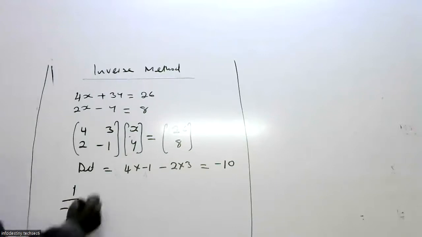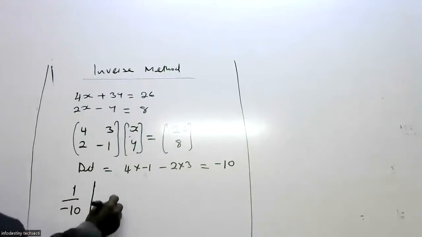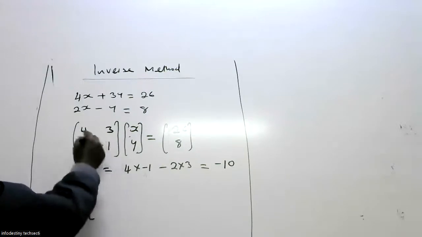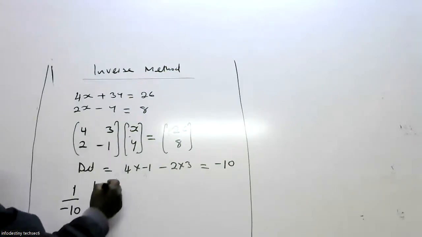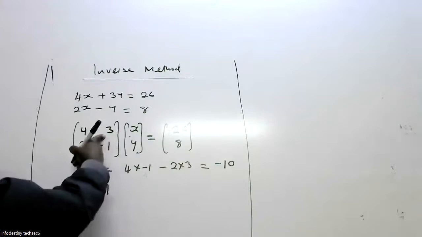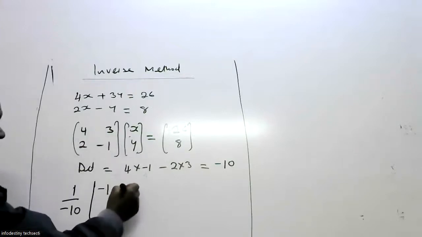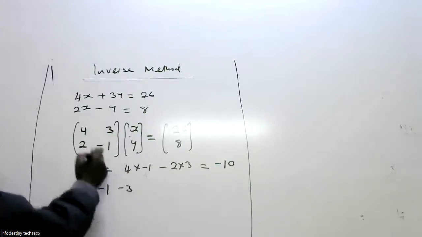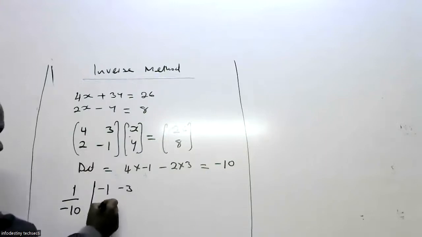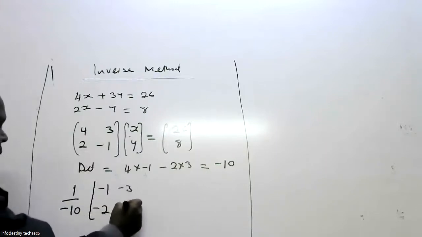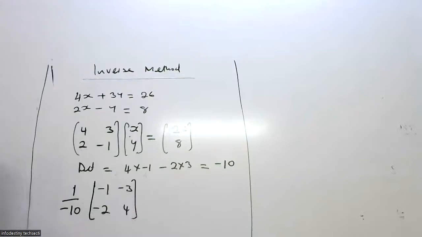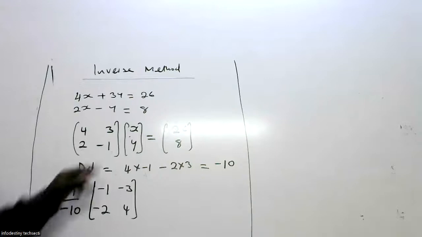What's the inverse? So the inverse is going to be 1 over negative 10, times a bracket: we interchange this and negative 1. We multiply this one by negative 1, negative 3. Multiply this one by negative 1, negative 2, then 4. Here together. 26 and 8 is this one.